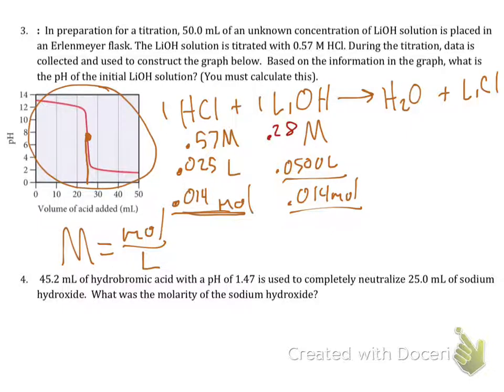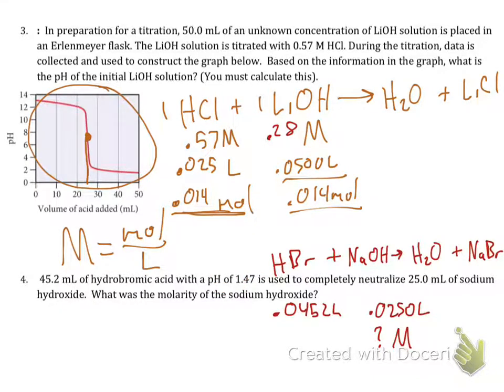For this next problem, it's a little bit different because it does not give us the concentration of the known acid, but rather it gives us the pH. But again, we can always take the pH and figure out what the concentration is. But before we do anything, we always have to write a balanced chemical equation. And we end up with this balanced chemical equation. Again, we have 0.0425 liters of the HBr and 0.0250 liters of the NaOH. It's asking for the concentration of this, and it gives us the pH of the hydrobromic acid.